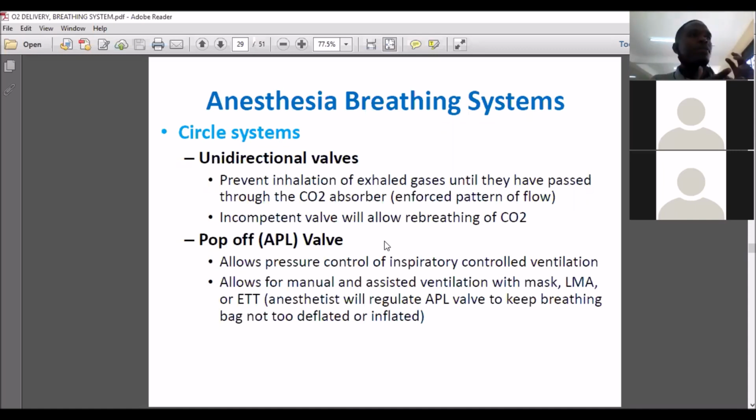Then we have the pop-off valve, okay? So the pop-off valve is there in case the pressure builds up, you get me? Remember, we are adding some gas to it, so we can be building up the pressure. So this pop-off valve will release the pressure, okay? So it allows pressure control, ventilation, and allows for manual and assisted ventilation with masks. You get it? So the pop-off controls pressure and also changes the system.